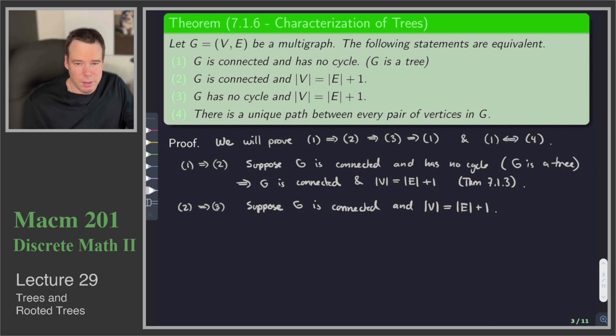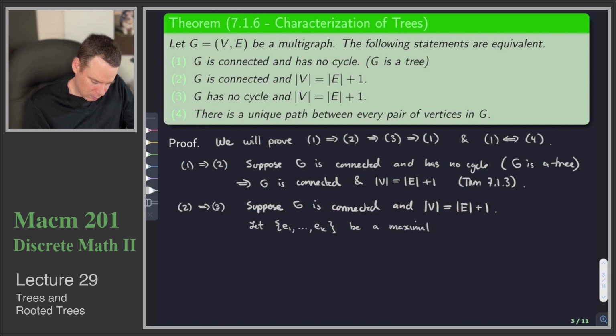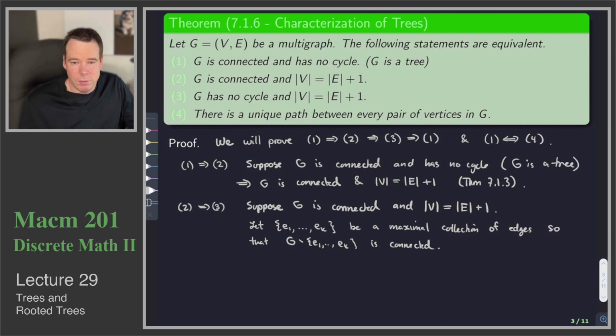Rather than say remove an edge and then check again, remove an edge and check again, I will just let E1 up to EK be the biggest collection of edges that I can remove from my graph and have it still be connected. So let this set be a maximal collection of edges so that G, take away these edges, is connected. And if I remove any other edge, then the graph will become disconnected.